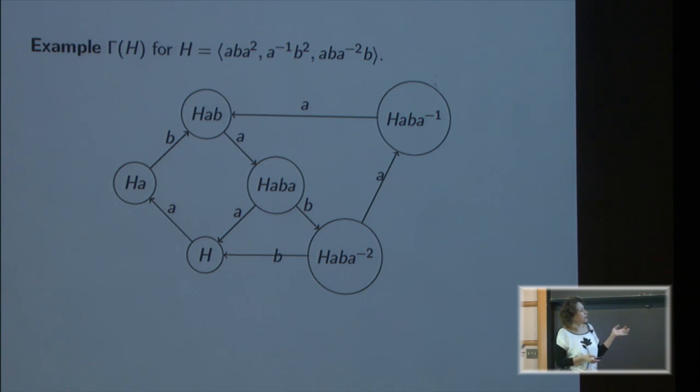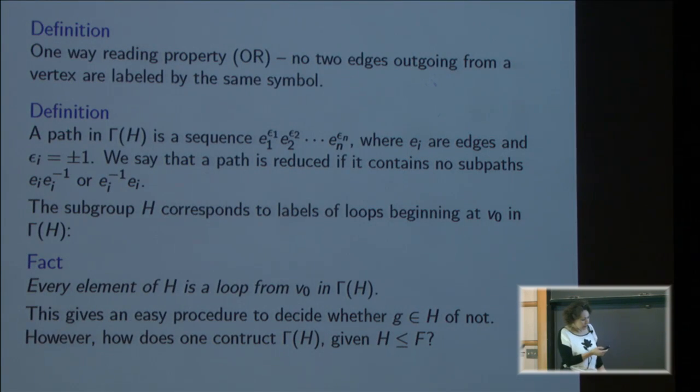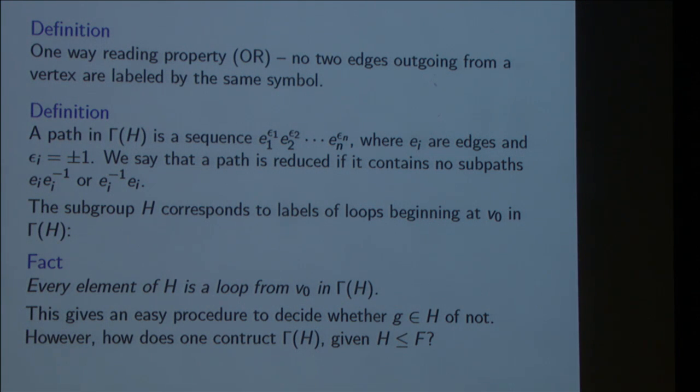Now, what is the algorithm, because we are going to prove more properties of a free group using this automaton. How to construct it algorithmically? First, we can notice that this automaton has the one-way reading property. This means that no two edges outgoing from the same vertex are labeled by the same letter, because this is a property of a Schreier graph. We want a part of a Schreier graph, so there is only one edge labeled by a given letter.